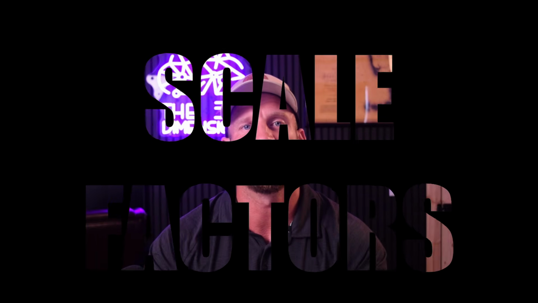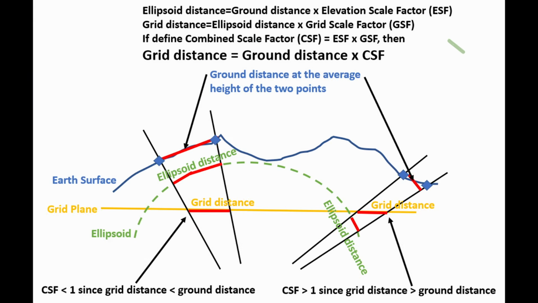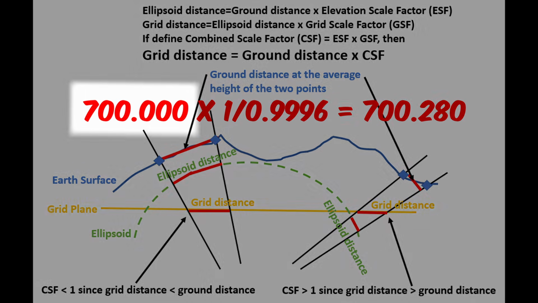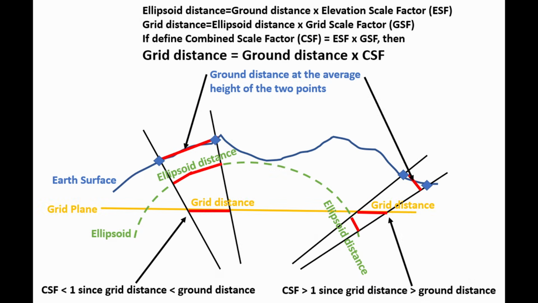This brings us back to scale factors. There are 3 different scale factors we will look at to help us convert grid distances to ground distances and back again: elevation scale factor, grid scale factor, and combined scale factor. To turn that grid distance we measured with our GNSS of 700 meters into the ground distance our tape measure gave us of 700.280 meters, we scale the grid distance by the inverse of the local combined scale factor. You may have seen this abbreviated before as CSF.